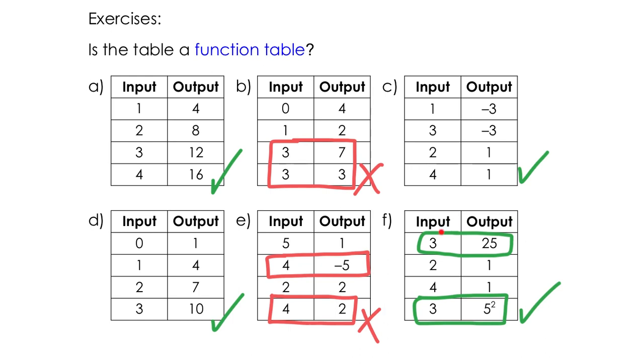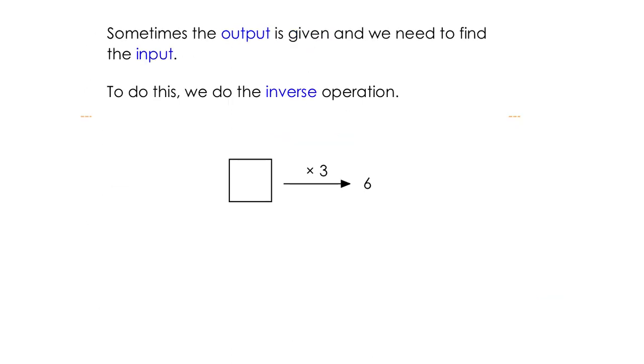Here you might have got tricked with the last one. But just remember 5 squared is 25, so these are actually the same output for the one input. So this is a function because there's only one output for each input. If any of that was confusing, please reach out before you move on to the rest of the lesson.